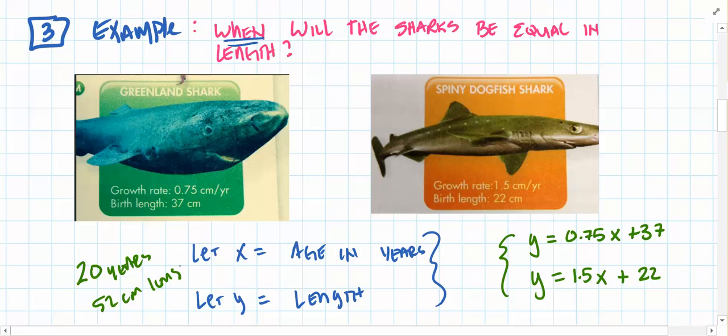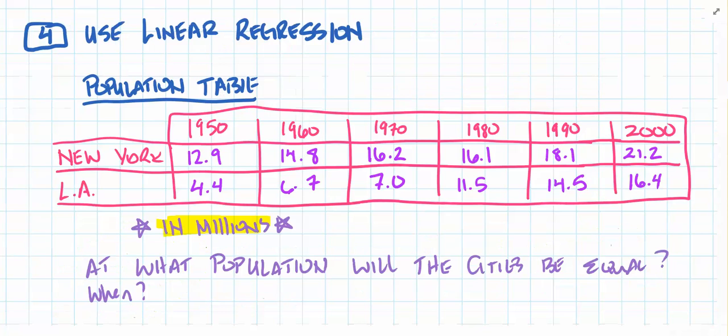Okay, another example of a system of linear equations is using a linear regression line to calculate more comprehensive data. So check this out. I have the years from 1950 to the year 2000, and we're talking about the population of New York City and LA, and this is in millions. So the population of New York in 1950 was 12.9, and LA was 4.4. So you can see that they're each kind of rising at different rates here. So the question is, at what population will the cities be equal, and then when?